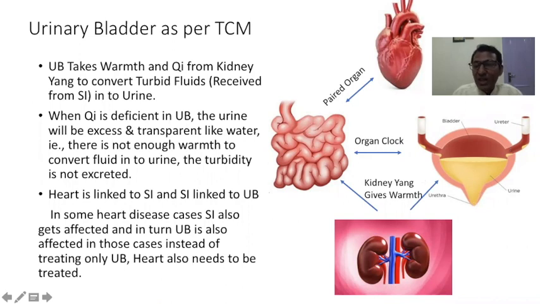If there is such a linking, and you only treat the urinary bladder, we won't see results. At that point, we will have to treat the root cause, which is the heart. So this is the link: heart to small intestine and small intestine to UB. In some heart disease cases, SI also gets affected and in turn UB is also affected. In those cases, instead of treating only UB, the heart also needs to be treated.